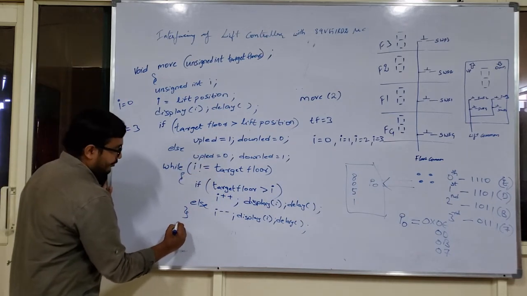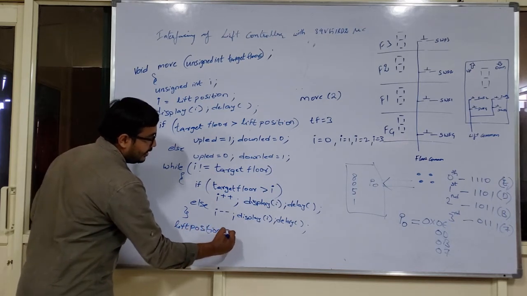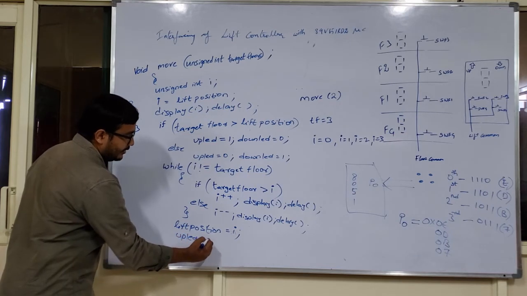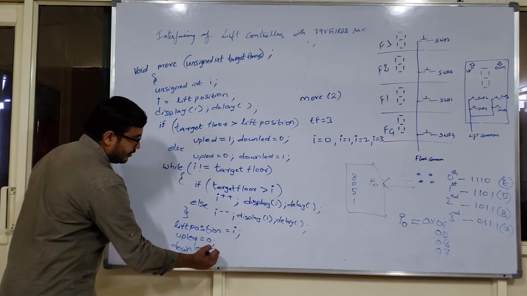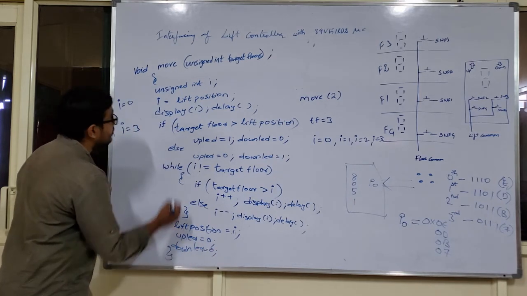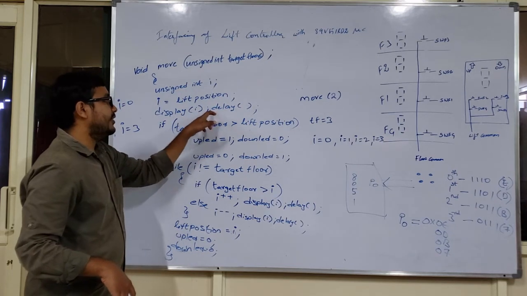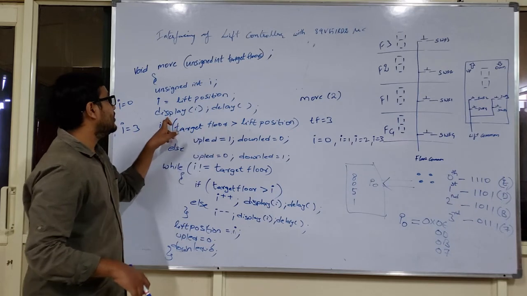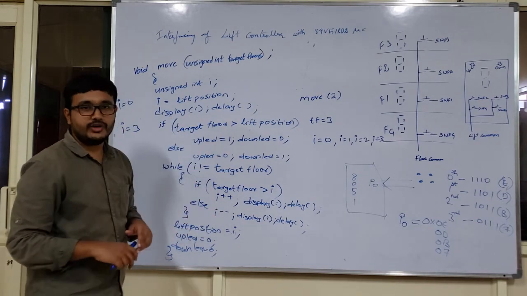So lift position is equal to I, and the status of your up LED as well as the down LED will be equal to 0. So just close the definition. In this program I have used two function calls. One is the delay function call and the next is display of I. Display of I is one more function call.